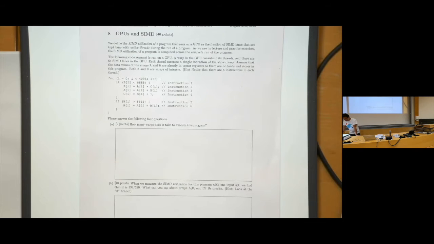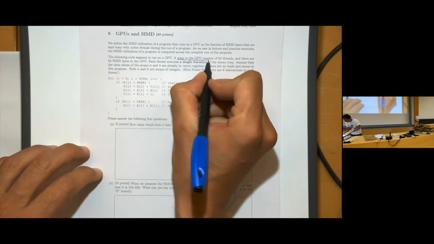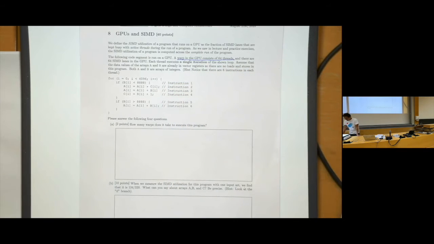The question says, we define the SIMD utilization of a program that runs on a GPU as a fraction of SIMD lanes that are kept busy with active threads during the run of a program. As we saw in lecture and practice exercises, the SIMD utilization of a program is computed across the complete run of the program. The following code segment is run on a GPU. A warp in the GPU consists of 64 threads. That's important. And there are 64 SIMD lanes in the GPU.